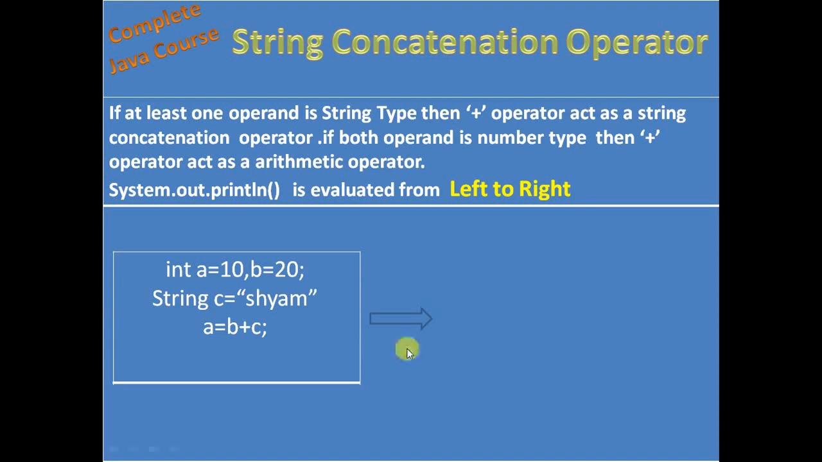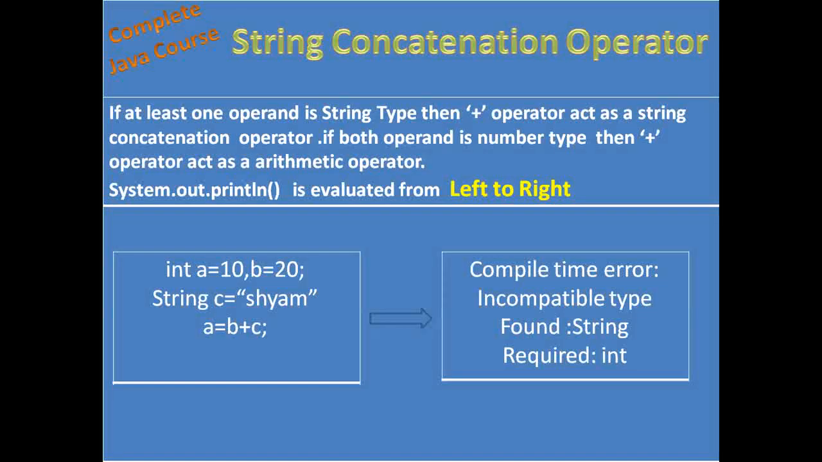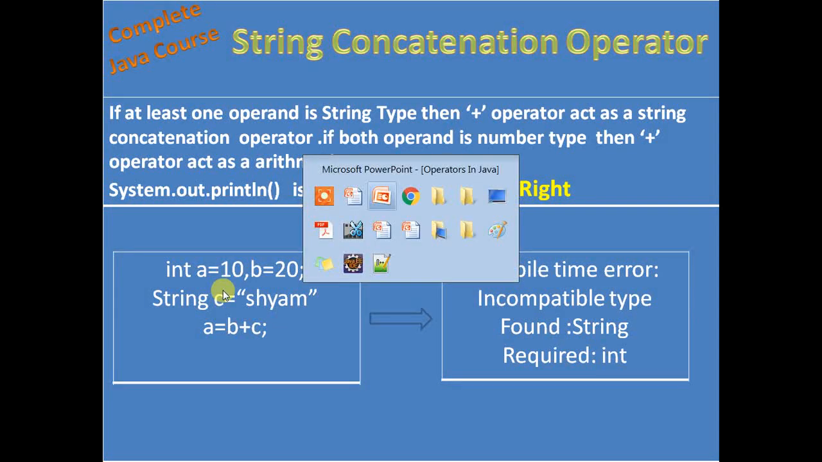In this case, if you are trying to assign a plus b, where a and b are integer type, and you are trying to add b plus c, here b is an integer type and c is a string type, and you are trying to assign the result to an integer type, which is a, then you will get the compile time error: incompatible types, found string required int. Let's see with the practical.